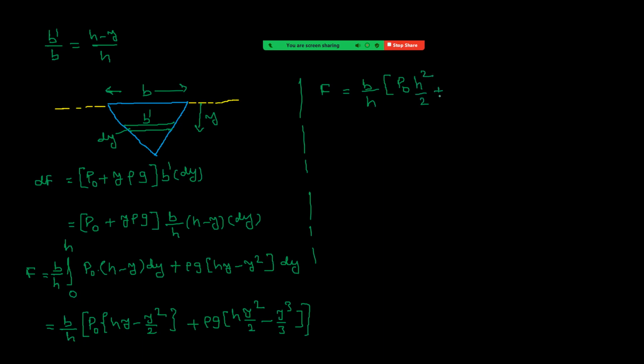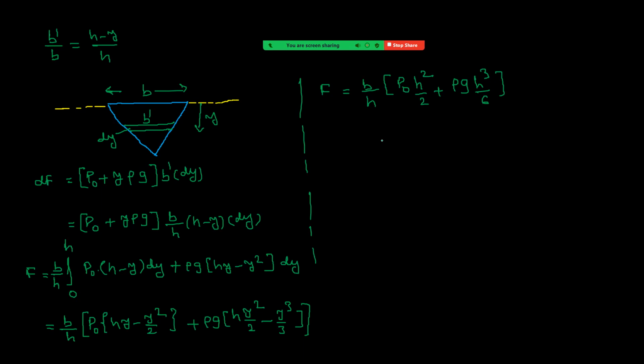H square by 2 plus rho G. So H square by 2, so H cube by 2, H cube by 3. It becomes H cube by 6. Right.